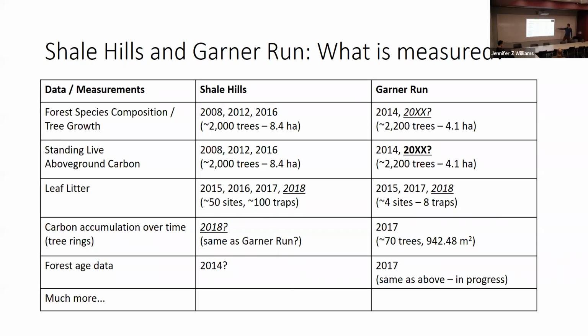On here, I have 2,000 with a question mark because I'm curious within this group if we should be remeasuring those forests so that we have a more dynamic understanding of the way trees grow, or what the plan is for that. And from that data, we can get the forest species composition, individual tree growth measurements, and we can use that to look at the standing live aboveground carbon in the forest using the same measurements.